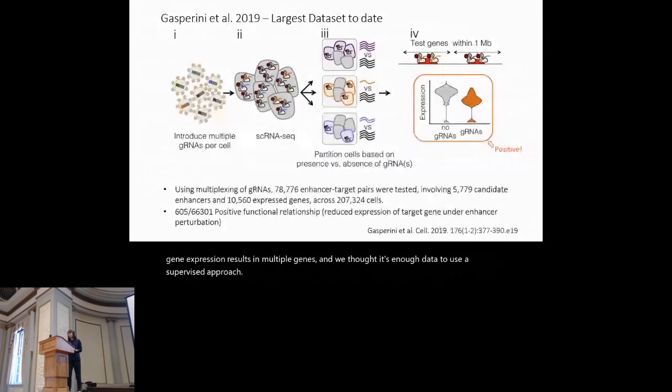And the largest data set to date on enhancer perturbation is this study, the Gasparini et al. from 2019, where they used multiplexing of guide RNAs across hundreds of thousands of cells and looked at the gene expression readout through single-cell RNA-seq. And we're using this data set as our main training data set. And the prediction is based on this gene expression downregulation that they call positive.